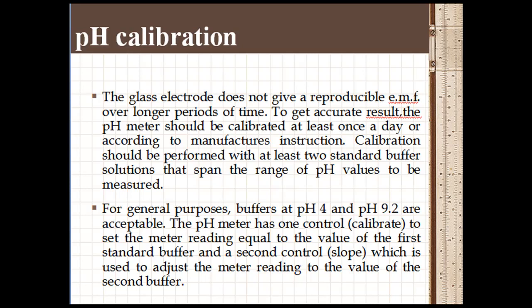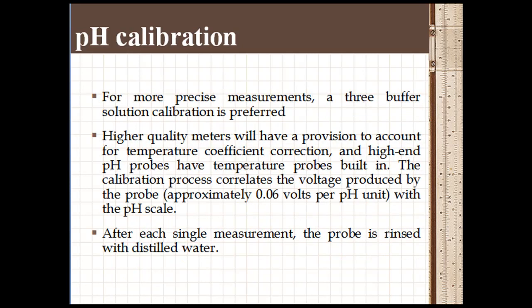The pH meter has one control to set the meter reading equal to the value of the first standard buffer, and a second control which is used to adjust the meter reading to the value of the second buffer. For precise measurement, a 3 buffer solution calibration is preferred. Higher quality meters will have a provision to account for a temperature coefficient correction, and high-end pH probes have a temperature probe built into the electrode. The calibration process correlates the voltage produced by the probe with the pH scale.